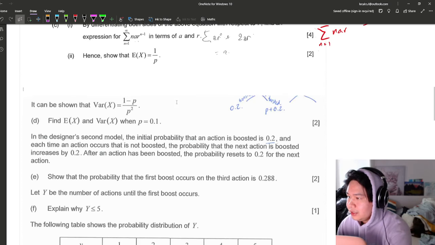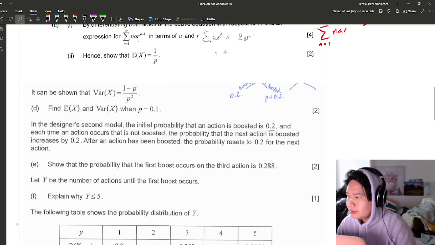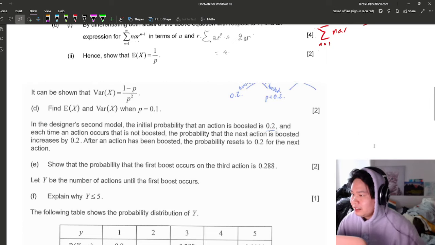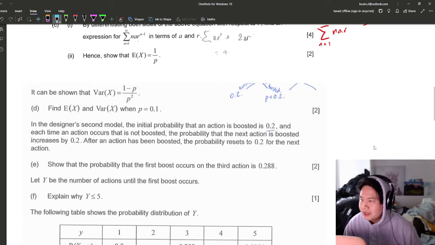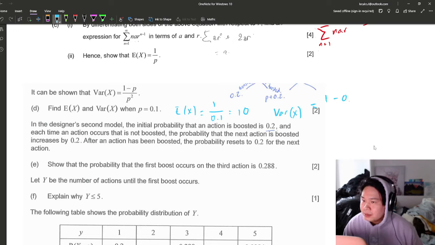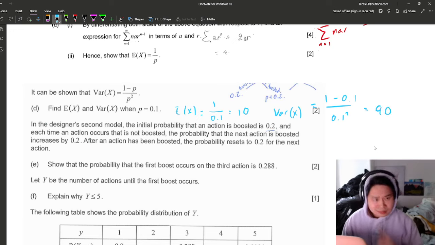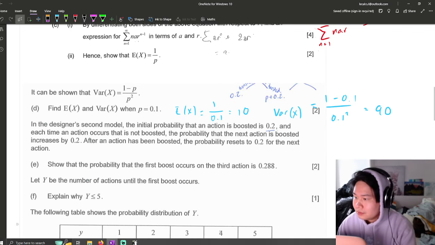And then, let's see, it can be shown the variance is (1 minus p) over p squared. Find the expected value and variance when p is 0.1. Okay, so then we just plug these in, right? Expected value is 1 over 0.1, which is 10. And then the variance is (1 minus 0.1) over 0.1 squared, which is like 90? Where's my calculator?